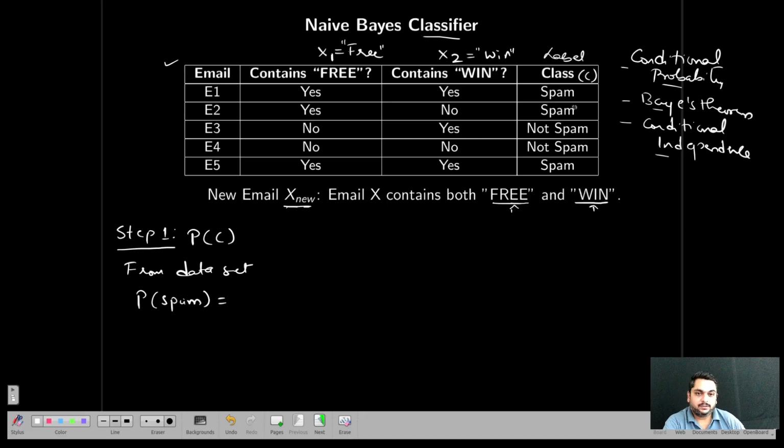How will you find it? Out of the five samples I have here, how many are spam? 3 are spam. 1, 2, 3. So 3 divided by 5. Then the other class, the probability of not being spam. How many are not spam? 1, 2. So out of 5, 2 are not spam. So this is the first step. From the data set, find the probability of each class.